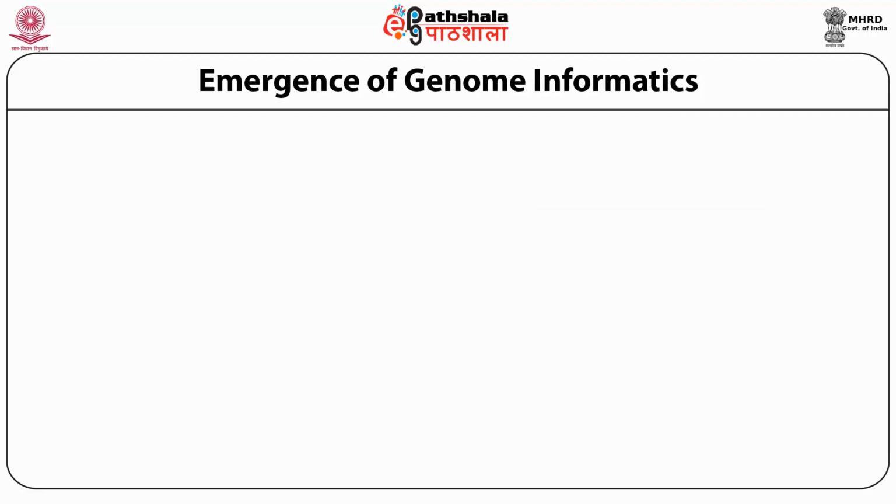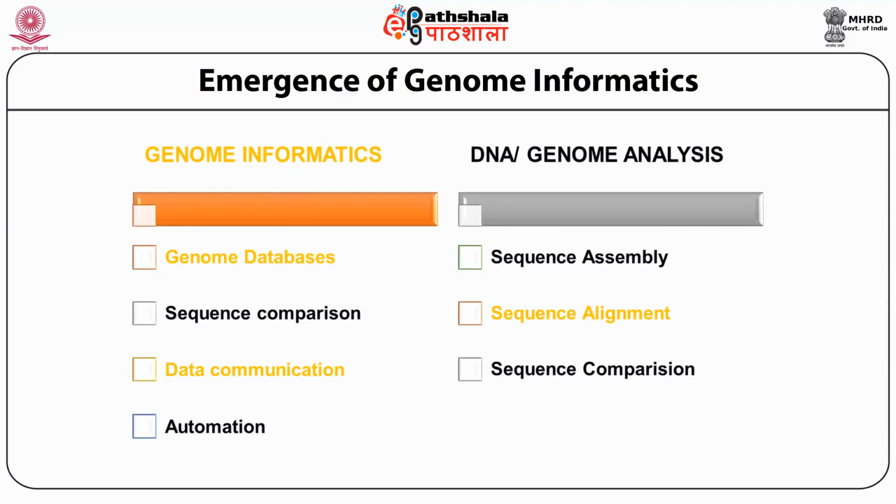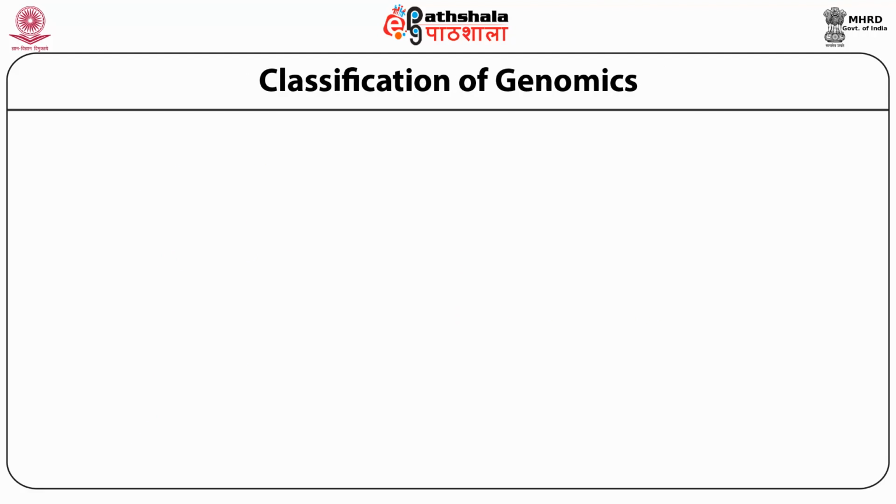As the data from classical genomics started pouring in at a large scale, it became imperative for scientists to develop at par in silico processing tools, and this led to the emergence of genome informatics, which utilized genome databases, sequence comparison, data communication, and automation in order to achieve in silico genome and data analysis. By the first decade of the 21st century, there was substantial progress in the field of genomics and addition of many new branches, tools, and techniques.